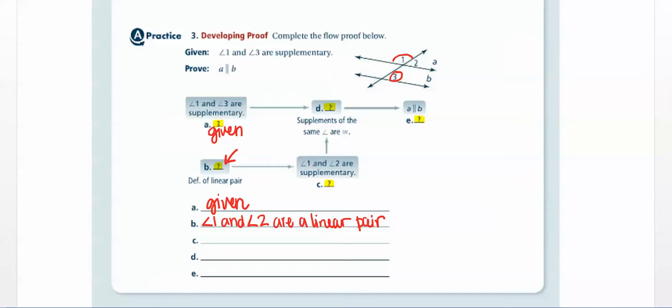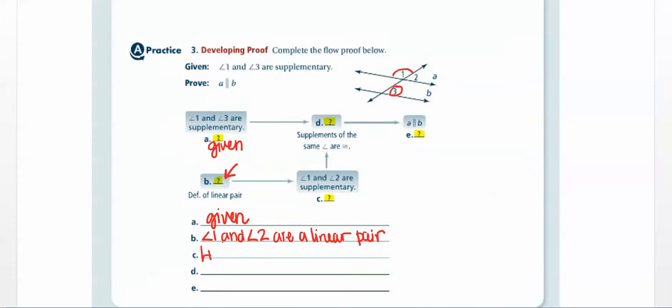C is the reason for why angle 1 and angle 2 are supplementary. The reason for this is that a linear pair is supplementary. So you can actually write out linear pair angles are supplementary. I don't think this book calls it this, but in other books that's called the linear pair postulate. So I would accept that too.